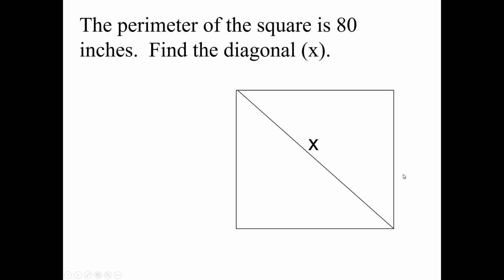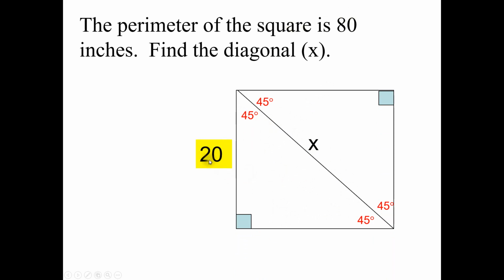All right, the perimeter of a square is 80. Okay, if the square is 80, then divide by 4, you get 20 for a side, right? And remember that this is a 45, 45, 90 if it's a square, right? So it's a 45, 45, 90.